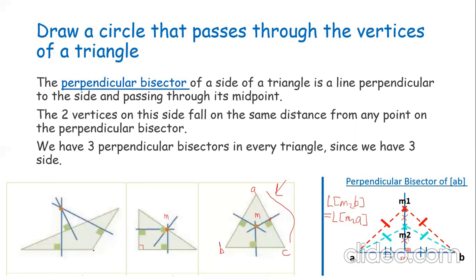And in the case of the obtuse angled triangle, the three perpendicular bisectors of the sides meet at some point that doesn't fall on the area of the triangle. So they meet outside of the area of the triangle.